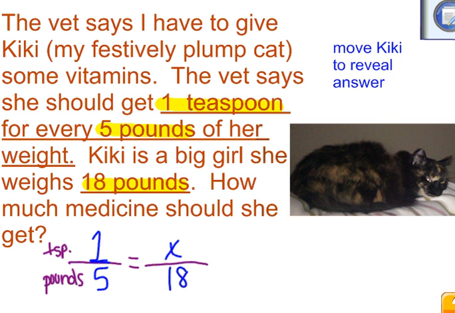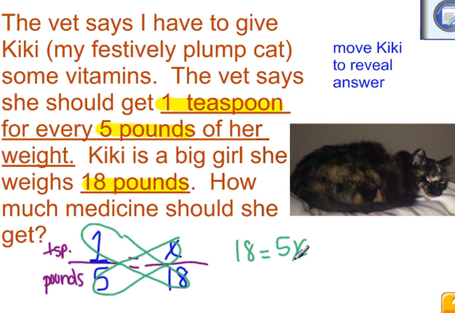I'm going to go ahead and solve it using cross product. 1 times 18 is 18, and that's going to equal 5 times x, which is 5x. To get the x by itself, I'm going to divide both sides by 5, because 5 divided by 5 is 1. So that's going to leave me with x equals 5 goes into 18, 3 times. 3 times 5 is 15, so I'd have 3 left over. 3 and 3/5, which is 3.6. 3/5 is one of those fractions you guys have memorized.